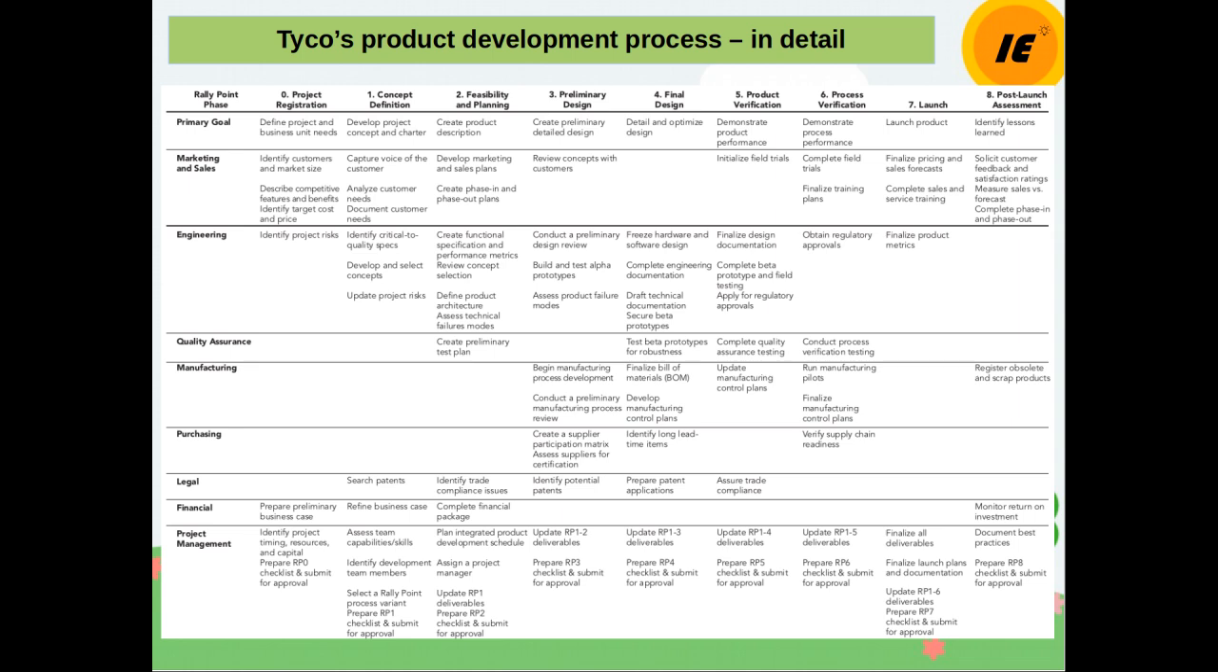Here, the primary goal will be to define the project and business unit needs. It's a big company, so what business units you need, you need to define. And in the same project registration phase, it will be the task of the marketing and sales team to identify customers and market size, describe competitive features and benefits, and identify target cost and price.